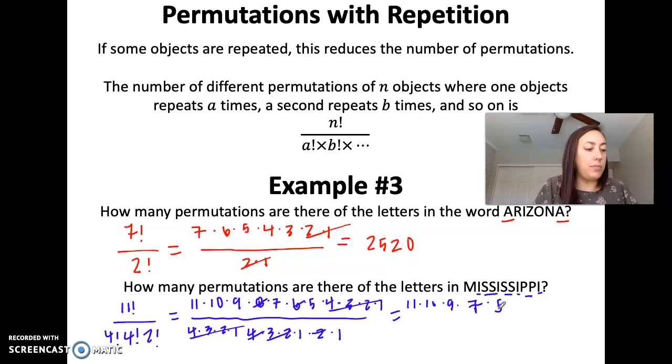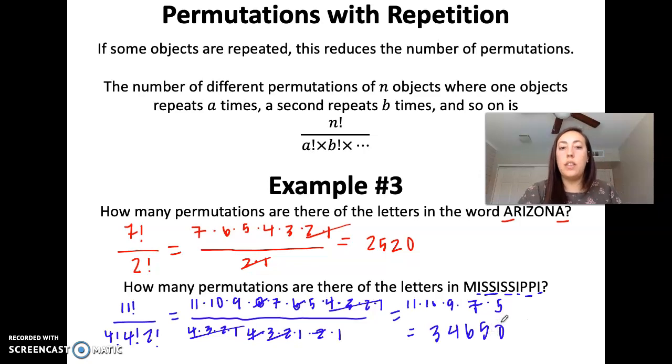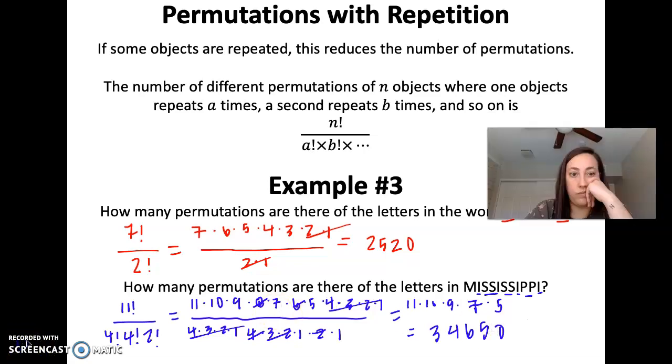So in my calculator, I'm just going to do 11 times 10 times 9 times 7 times 5, and we get 34,650 different ways we can arrange the letters of Mississippi.